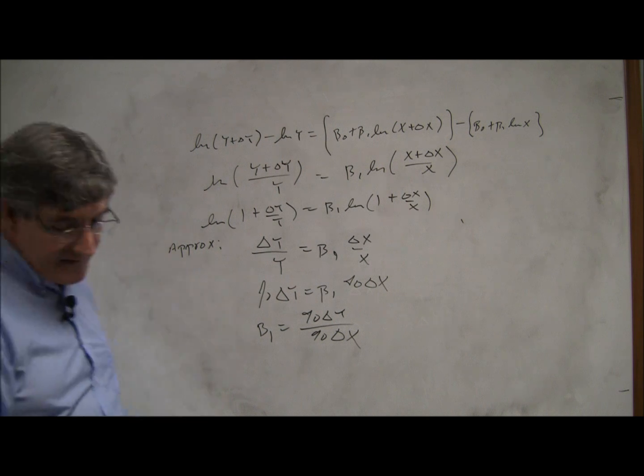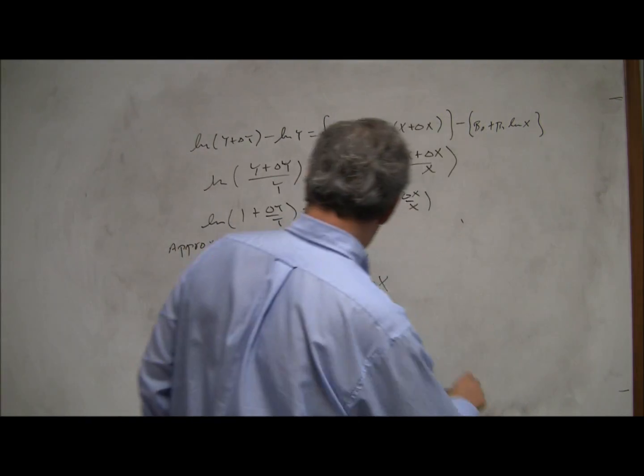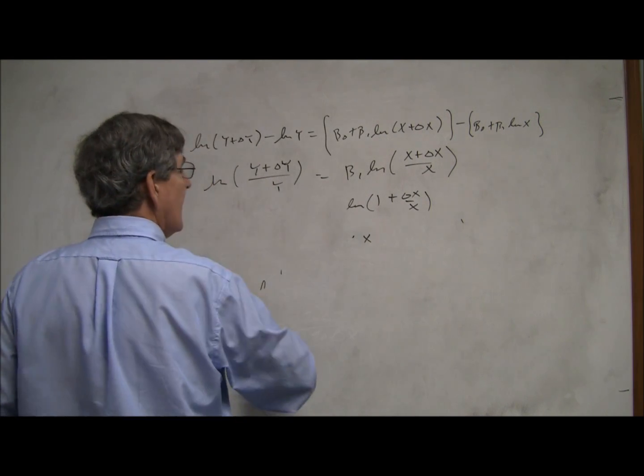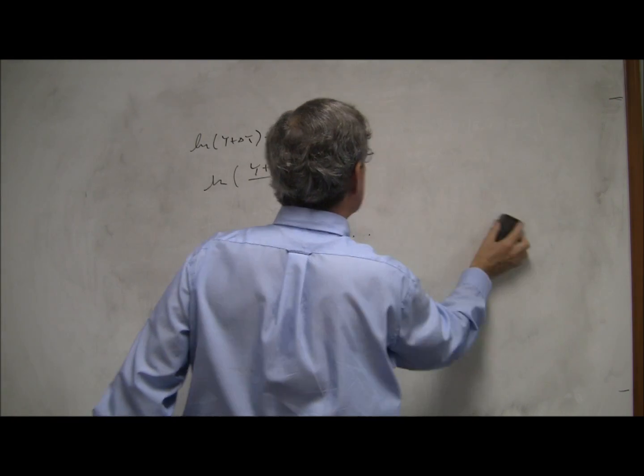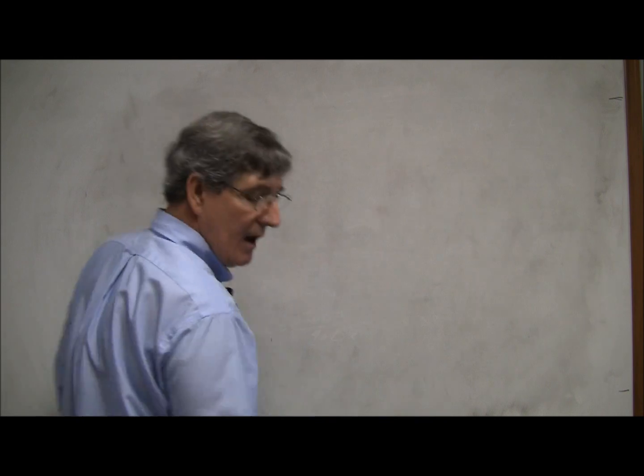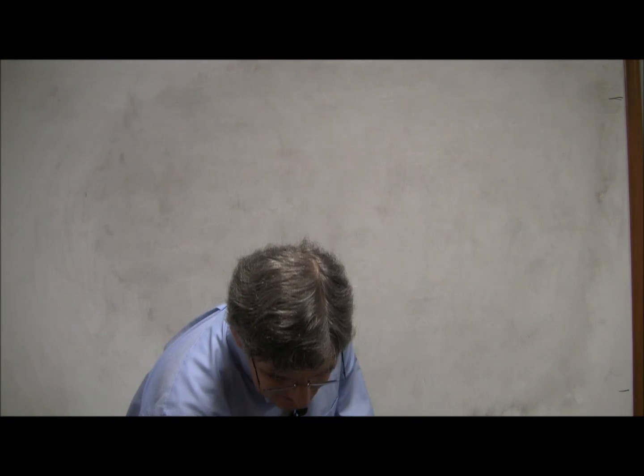So that's how you interpret beta 1. Whenever you want to estimate elasticities, it's really nice to just estimate a log-log model because the beta 1 coefficient is the elasticity.